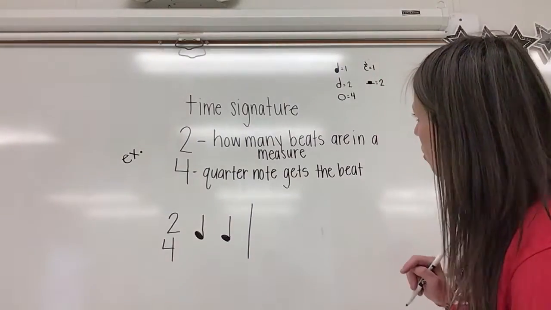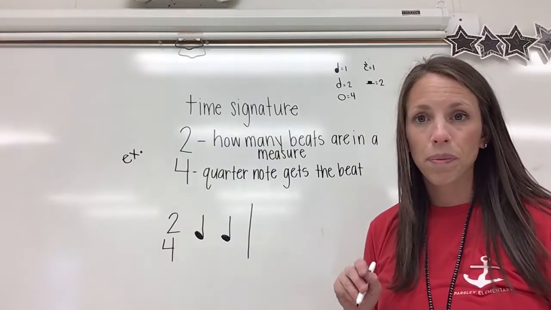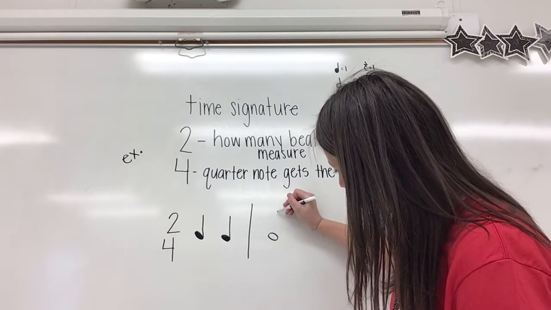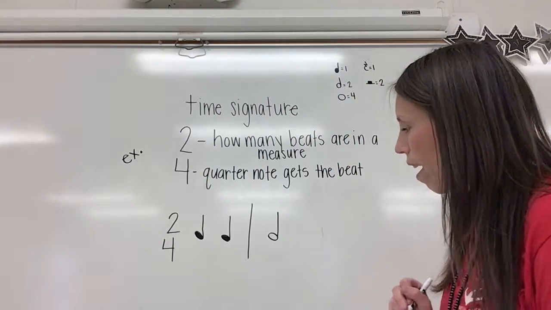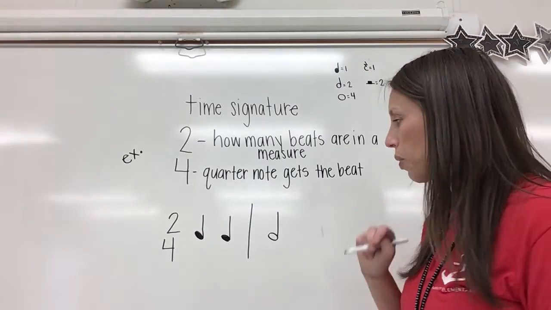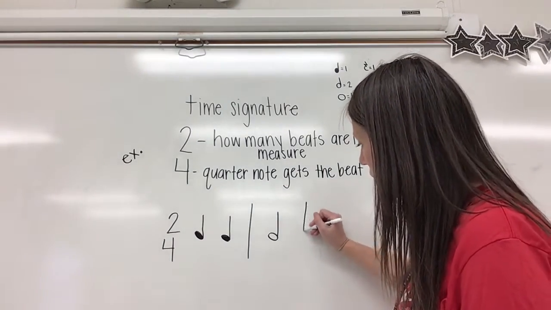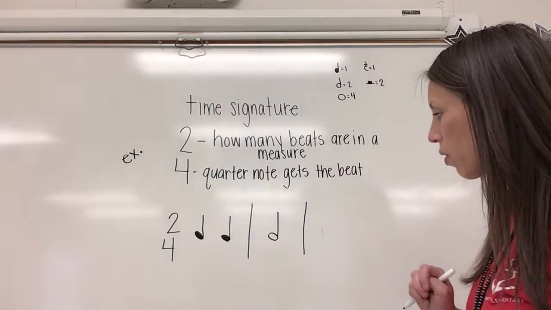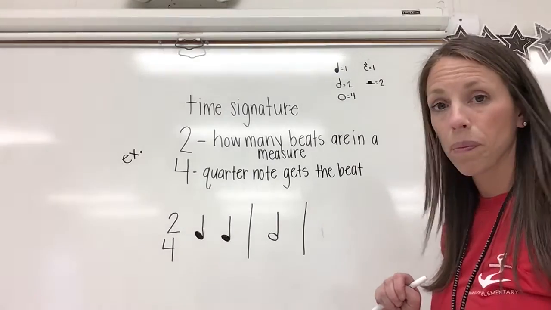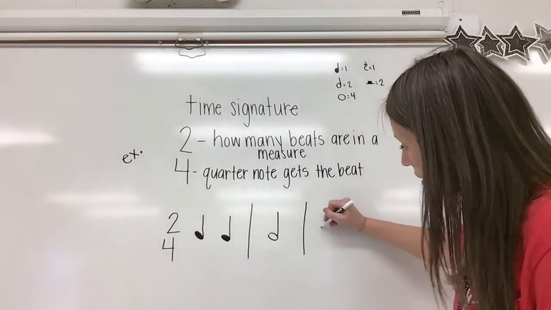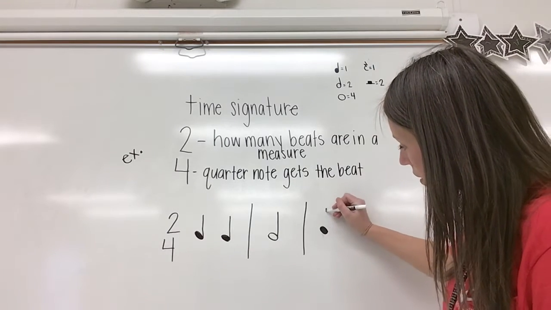What else could we use? Sure, a half note. Excellent. We could use a half note. And we know that a half note gets 2 full beats. How about could we combine something and make it a more difficult measure? Yeah, how about a quarter note and a quarter rest? Excellent.